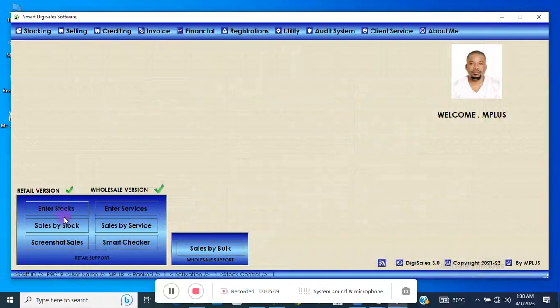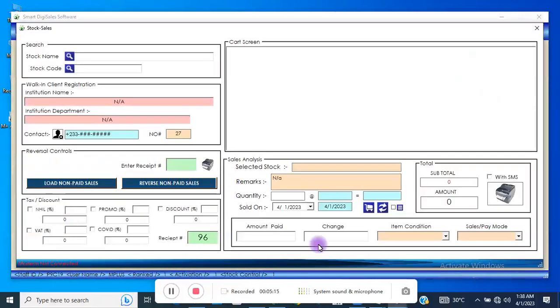So how do we get the receipt number? Let's go to sales by stock. You realize that sales by stock has a receipt number. So this is where we got the 98 from.